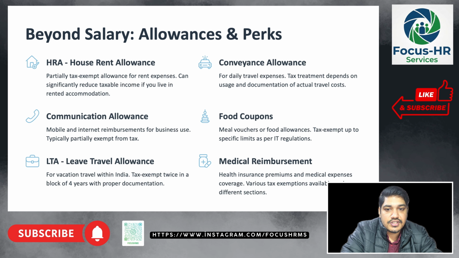HRA, house rent allowance. This is for your rent expenses, partially tax exempted. If you live in rented accommodation, you can save a lot of tax here if you claim it properly with documentation. Conveyance allowance, mobile and internet reimbursement for businesses, partially tax exempted. Food coupons, meal vouchers or food allowances, tax exempted up to a specific limit set by income tax regulation.